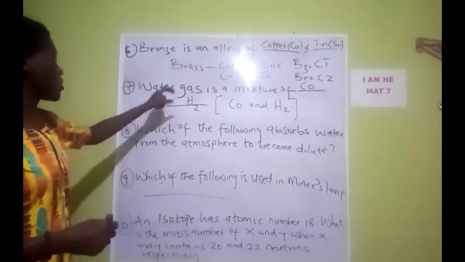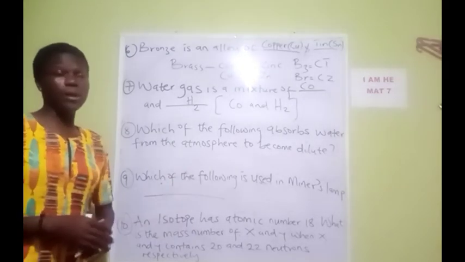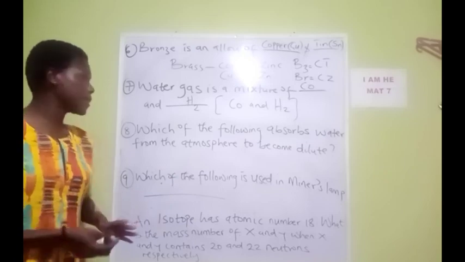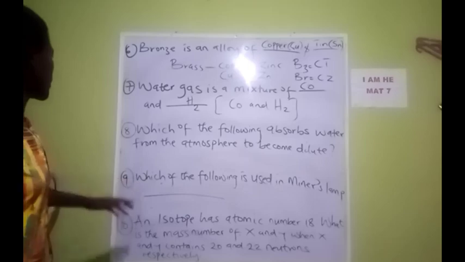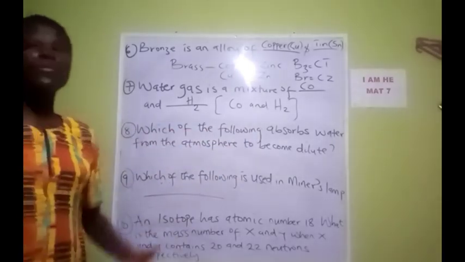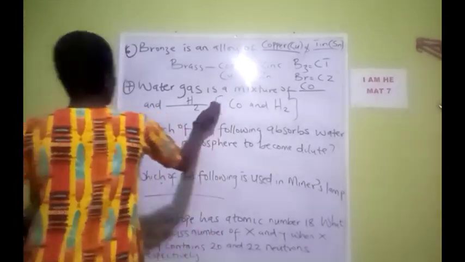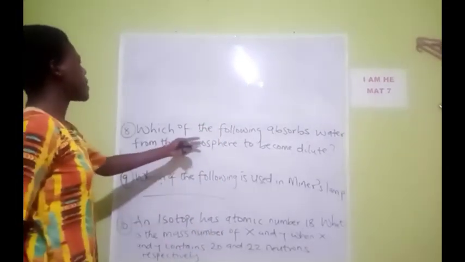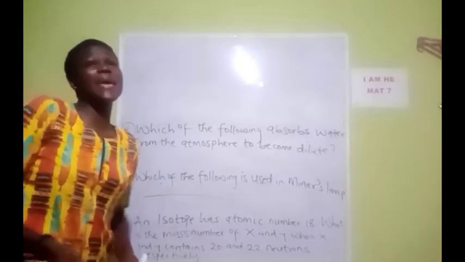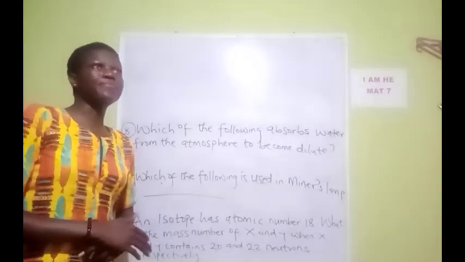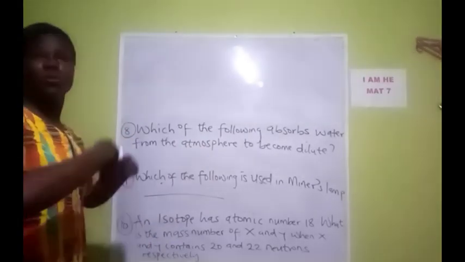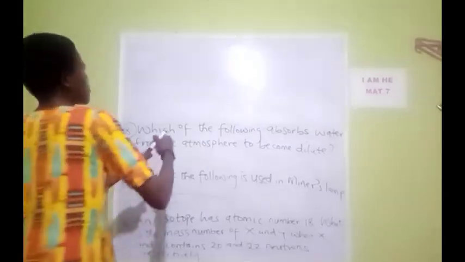These are questions that came out from the JAMB CBT exam that was written a few days ago. The next question says, which of the following absorbs water from the atmosphere to become dilute? Let me explain this. These are terms used for the absorption of moisture from the environment, by substances that absorb water or lose water to the environment. We have about four of them.